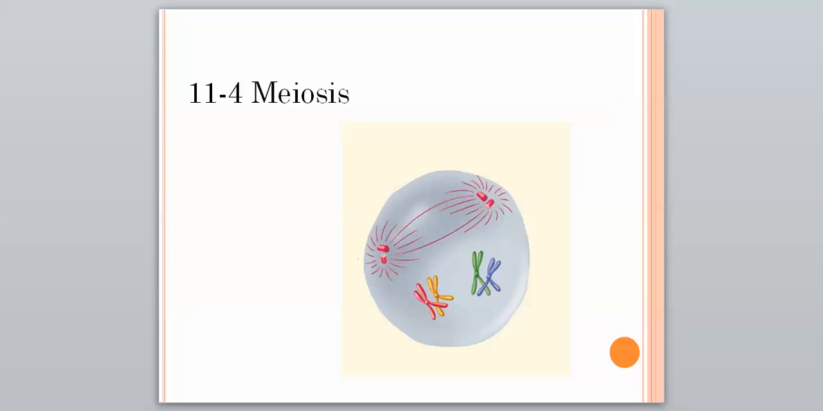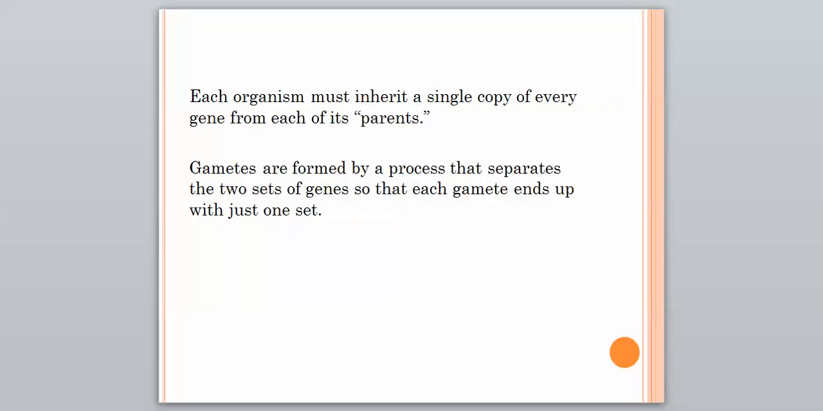So before we get into it, we need some background information, and hopefully you remember all this because we've talked about this in class. The first one being that each organism must inherit a single copy of every gene from each of its parents. The reason why parents is in parentheses there is because sometimes we talk about asexual reproduction, where they can reproduce with just one organism without two separate parents.